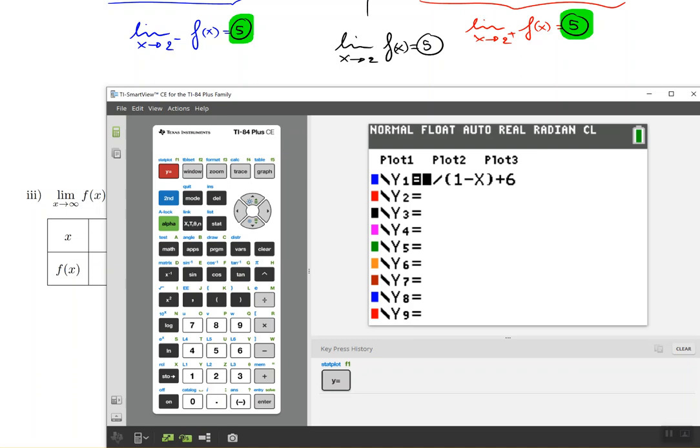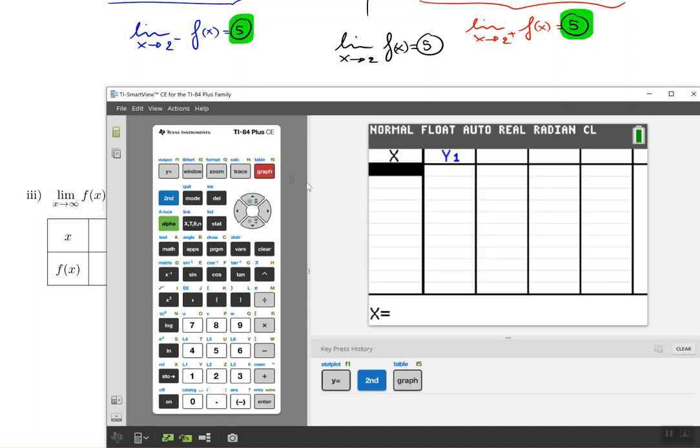So this problem began in the last video, and we are still using the same function, 1 divided by 1 minus x plus 6, except this time in part 3 of the problem, we would like to find the limit as x approaches infinity. That's our goal. And in order to do that, we're going to, again, use the table feature, so second table, and then punch in some numbers that are approaching infinity.